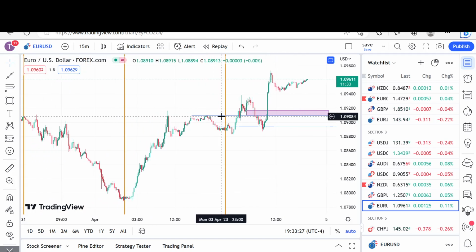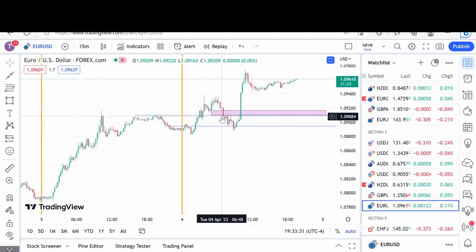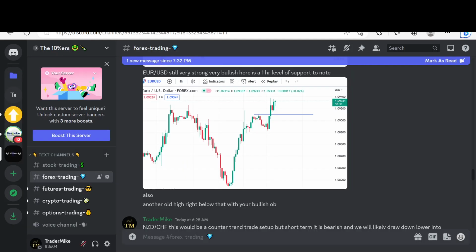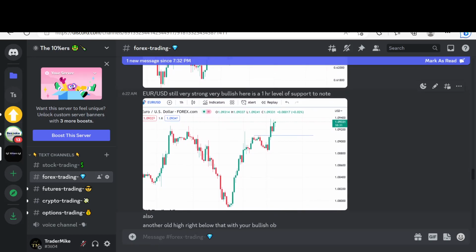I mean, overall, I was bullish on it. Higher time frame trend was bullish on it, but I figured we might get a little reversal here this morning. That's where I was leaning on Euro USD. So Euro USD, here's what I said originally. Euro USD still very strong, very bullish. Here's the 1 hour level of support to note. See that? I have a horizontal blue line noted with that level of support. That's an old high inside of a fair value gap.